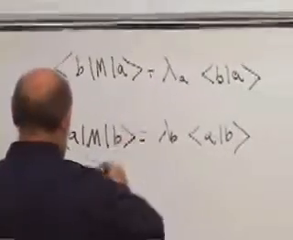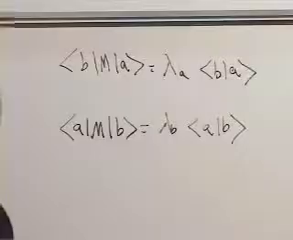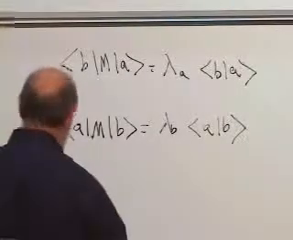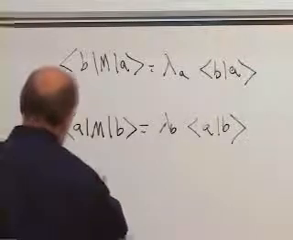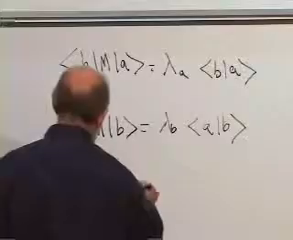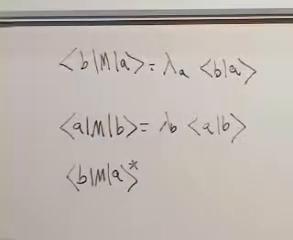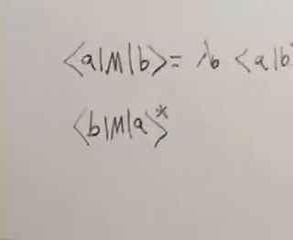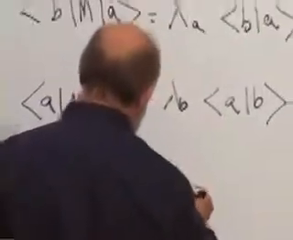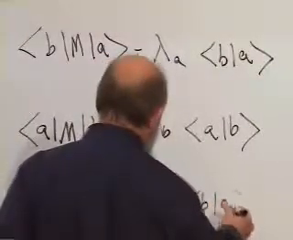Yeah, we want to conjugate one of these equations. We want to take the complex conjugate of one of these equations. Which one should we choose? The second one. All right, this is ⟨B|M|A⟩ complex conjugated. Remember, since M is Hermitian, we don't have to complex conjugate it. That's equal to lambda_B star times ⟨B|A⟩.